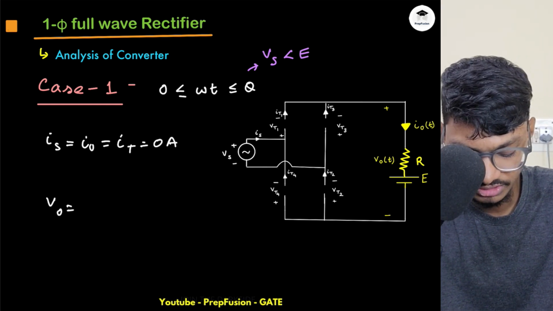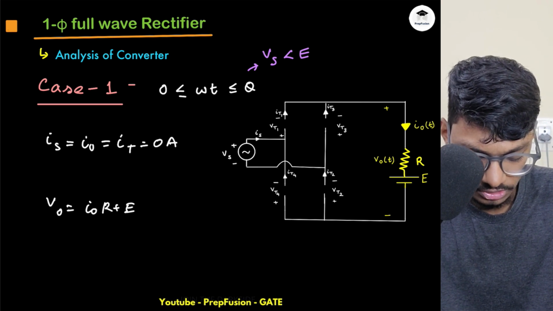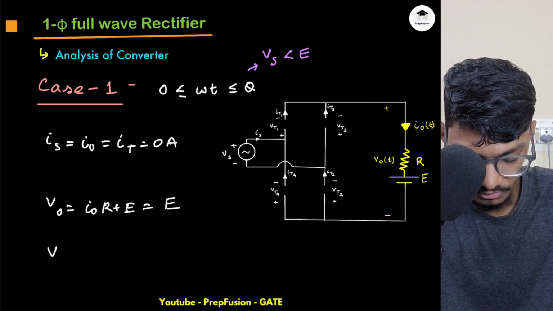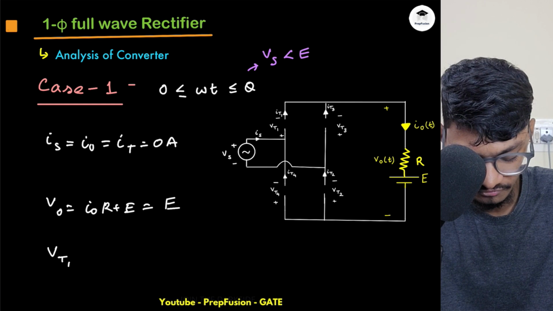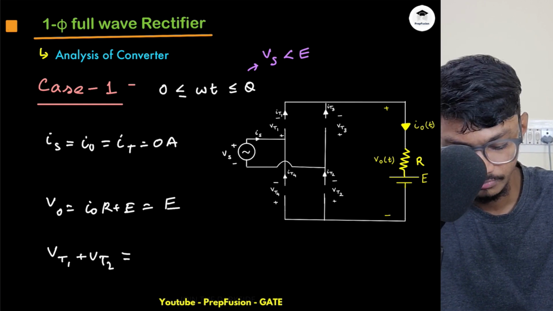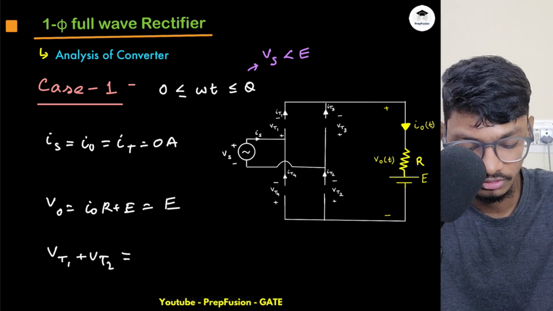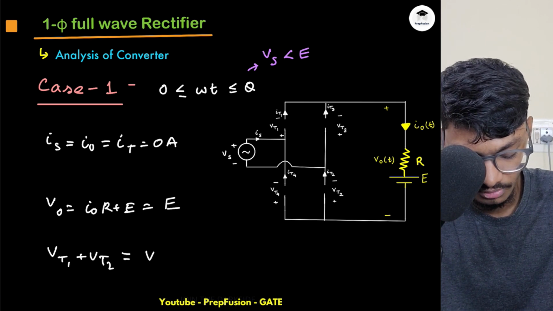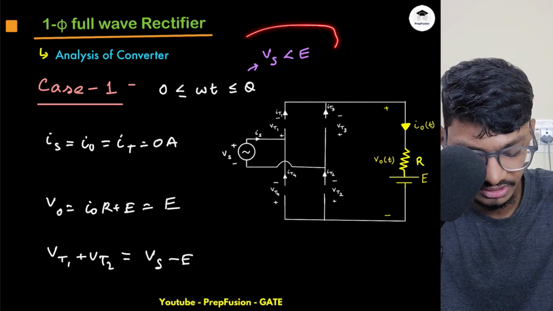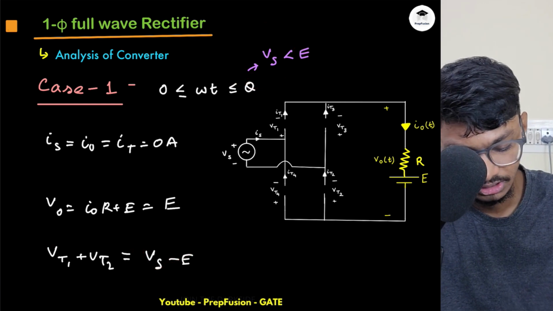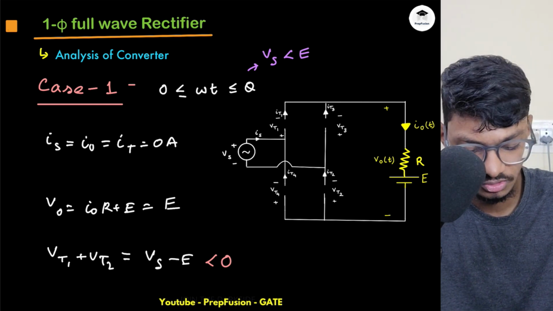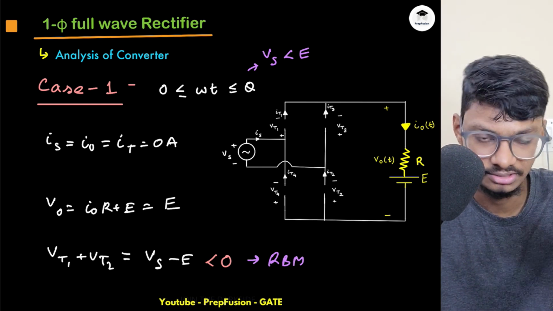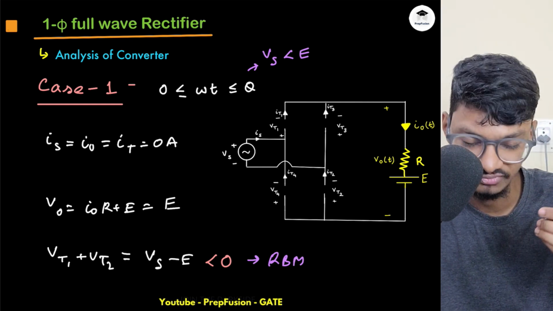So what is my Vo? Vo is simply Io into R plus E. So it is simply equal to E, because Io is 0. Now what is VT1 plus VT2? If you apply simple KVL, like I just derived, VT1 plus VT2 will be simply Vs minus E. Now this is the assumption, right? My Vs is less than E. So VT1 plus VT2 will be something less than 0. As it is less than 0, what does it mean? It means they are both in the reverse blocking mode. If they are identical, then both will equally block the voltage, so it will be Vs minus E by 2.